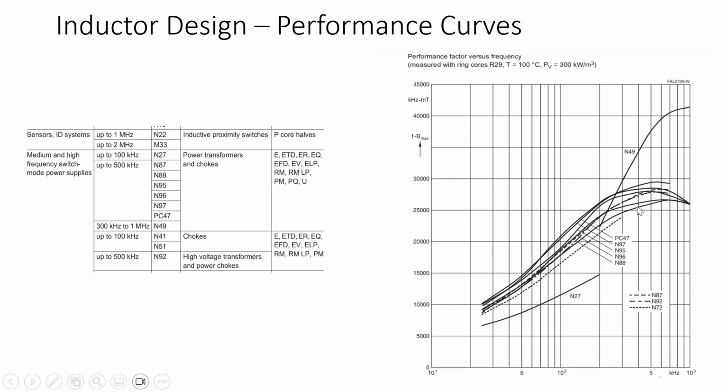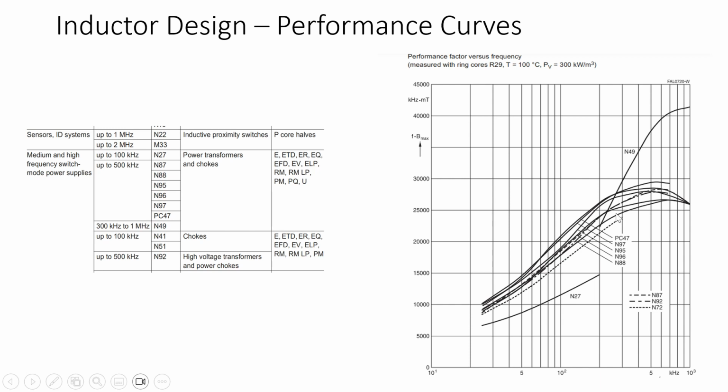And here we can see if we have the N87 core, then our value of this product, frequency and flux density product, will be in this area. And if we substitute the value of the frequency, then we will get the maximum value of flux density allowed for this core for a temperature rise of 100 degrees centigrade. So we can use these curves to select the cores.